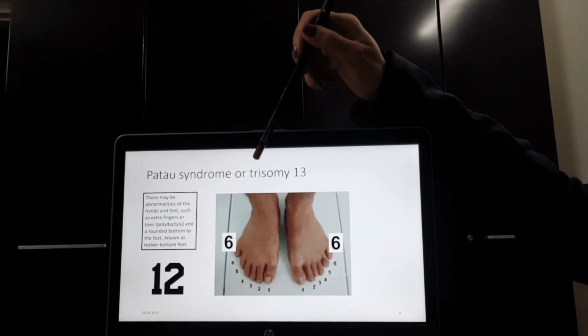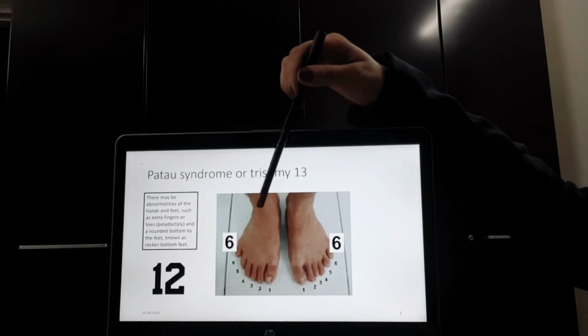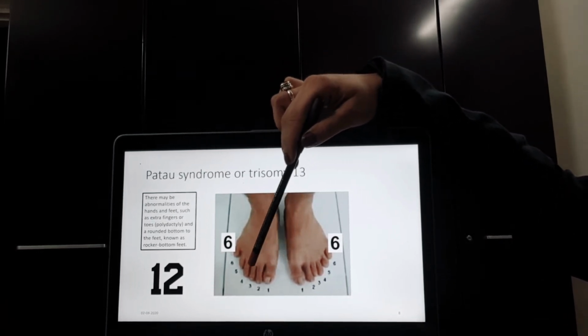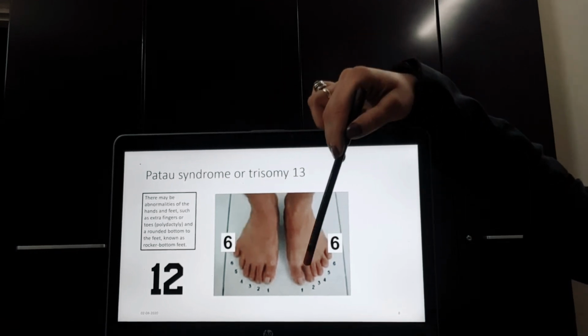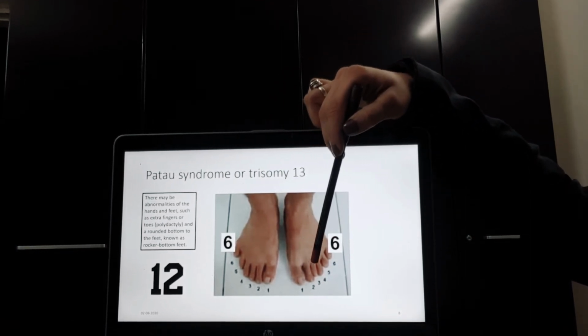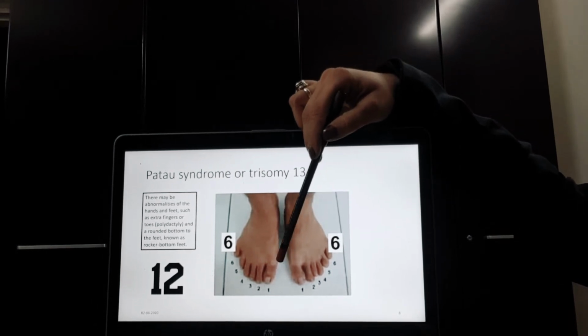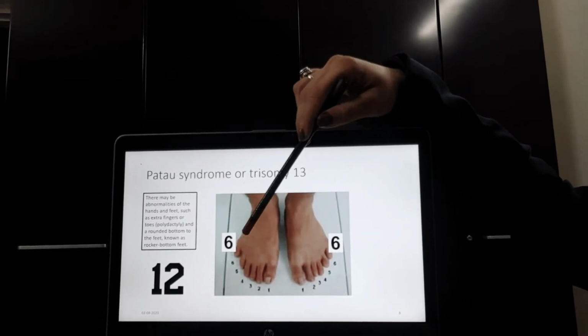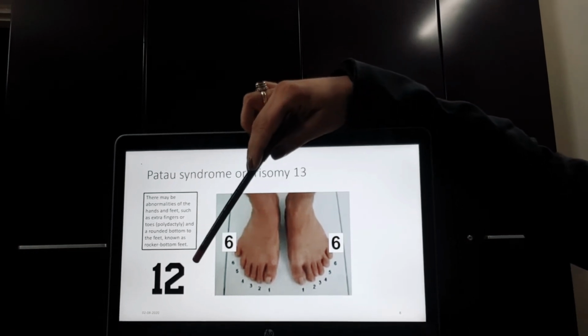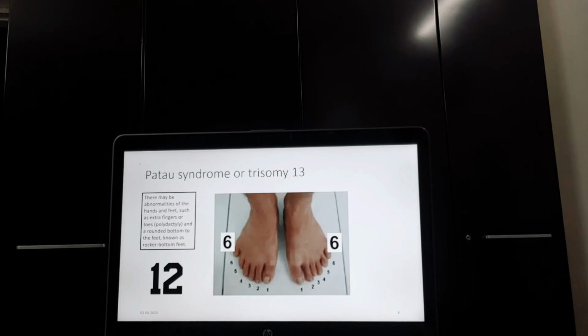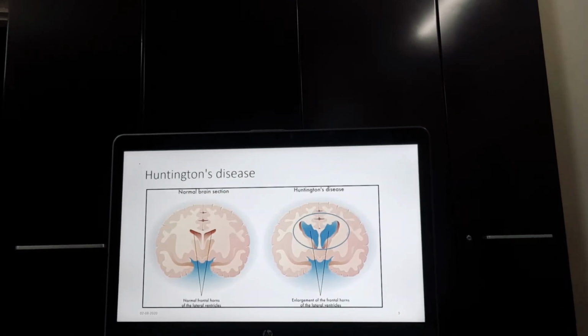Patau syndrome or trisomy 13. The particular one is, if we count here the toes, it's 1, 2, 3, 4, 5, 6. In this case also it is 1, 2, 3, 4, 5, 6. So as you see, it should have originally been 5 plus 5, but here you see 6 plus 6, which is 12. So that is an example of trisomy 13. Going back to Dr. Aruna Mohan for further discussion on Huntington's disease.